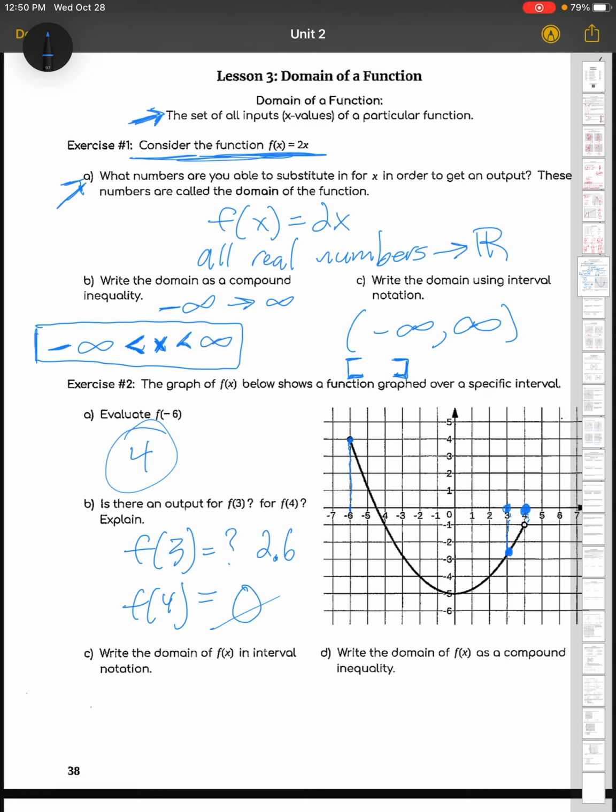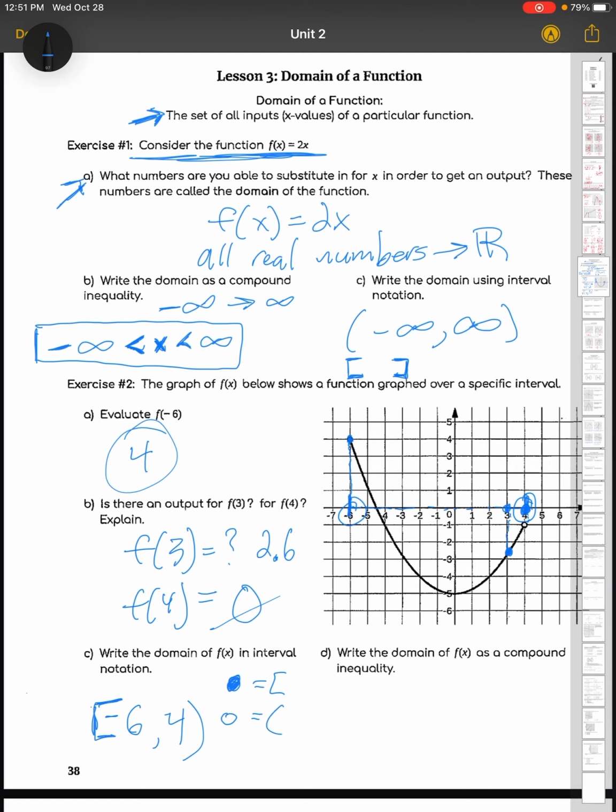So then for C, it says write the domain of f of x in interval notation. So again, the domain is the x values. How far left and how far right do the x values go? So this graph goes from negative 6 to 4. There is a closed circle on negative 6, so that negative 6 gets a bracket. It goes to the furthest point 4, which has an open circle, so it gets a parenthesis. So if you want to remember it like this, if there is a filled in dot, it gets a bracket. An open circle gets a parenthesis.